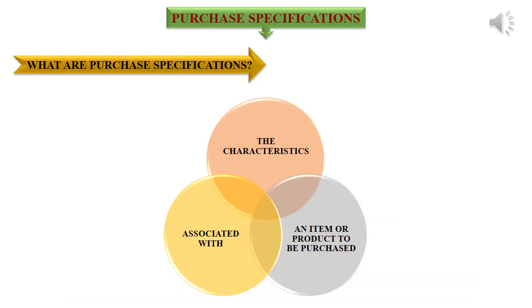With the last slide, equipment selection gets over. Next we are moving on to purchase specifications on equipment. What are purchase specifications? They are the characteristics associated with an item or product to be purchased.